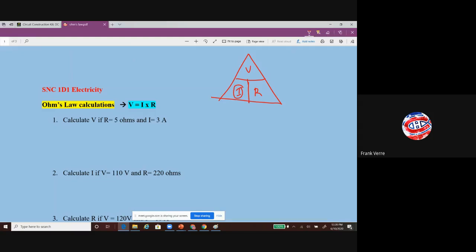For example, number one: what would the voltage be if the resistance is 5 ohms and the current is 3 amps? Based on the magic triangle, V is I times R. So that would be 3 amps times 5 ohms, and that's also the symbol for ohms. That would give you 15 volts. So remember, the units are amps for current, ohms for resistance, and volts for voltage. Okay.